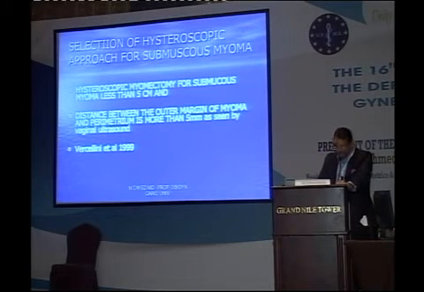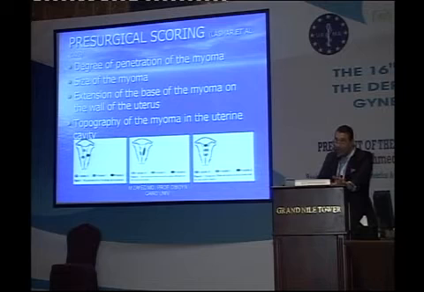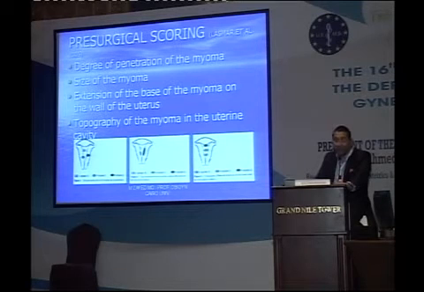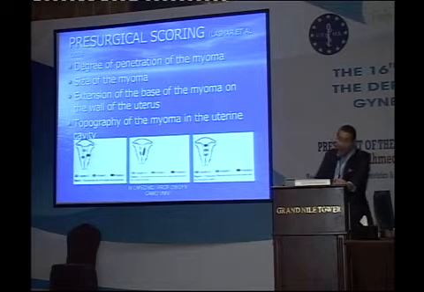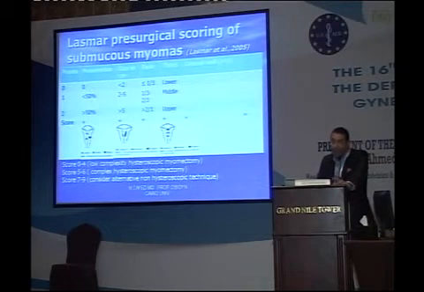between the myoma and the perimetrium. And for the scoring system, as a standard right now among all doctors performing the procedure, is to use the LASMAR classification, which, although it is not a complete assessment, refers to a certain degree of staging of the myoma according to the degree of penetration, the size of the myoma, the extension of the base of the myoma on the wall of the uterus, and the topography of the myoma in the uterine cavity. These are the main features of the LASMAR pre-surgical scoring system of the submucous myomas.